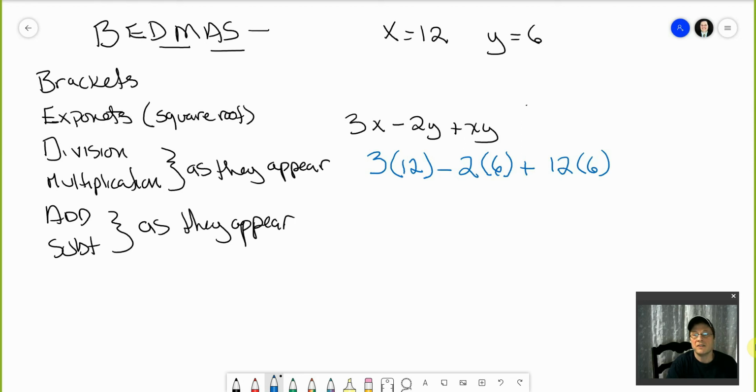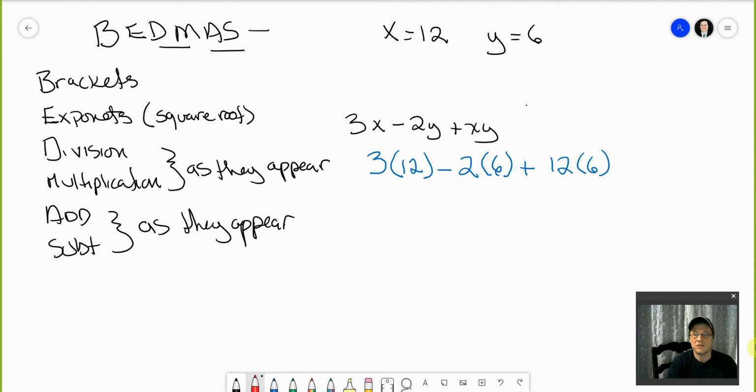I have an x here, I put a 12. I have a y, I put a 6. So x is 12 and y is 6. Now, remember multiplication comes first, right? So there won't be any accident happening with adding this 12 and then multiplying by 6. Now we do the multiplication and division as they appear, and then we do the addition and subtraction, right?